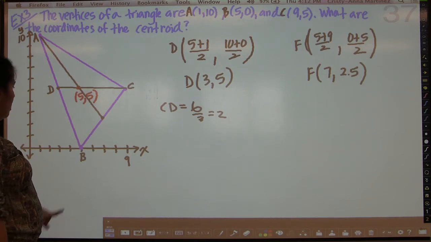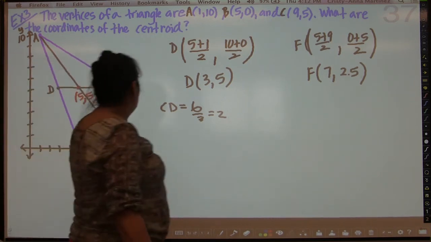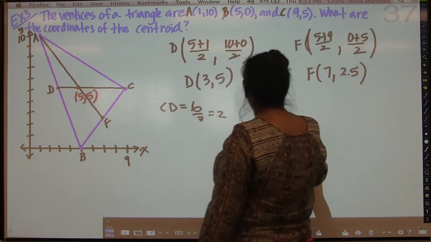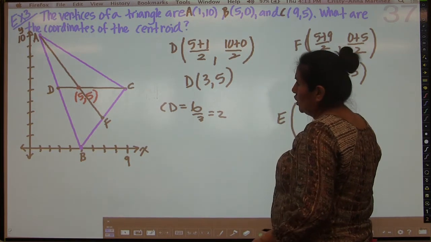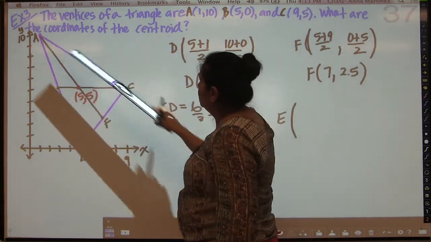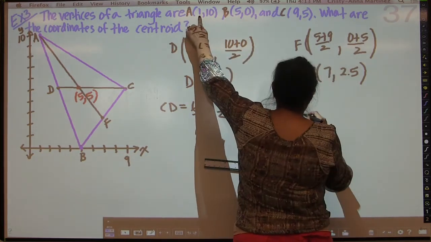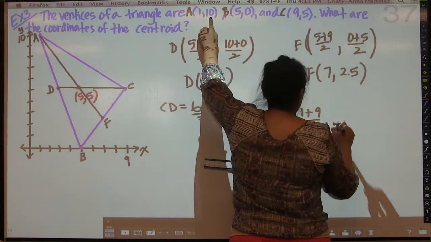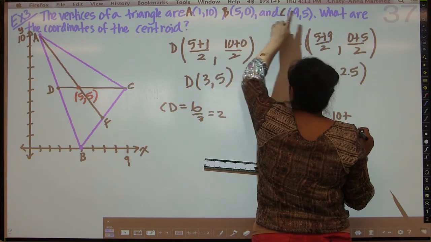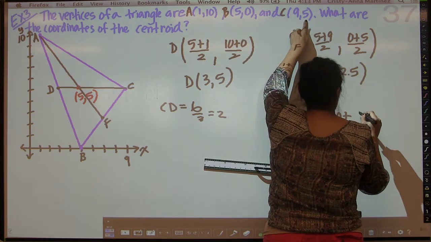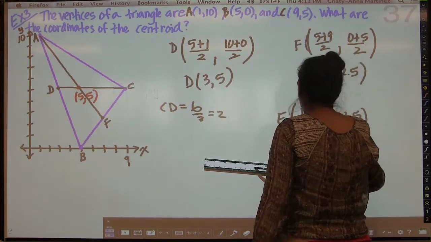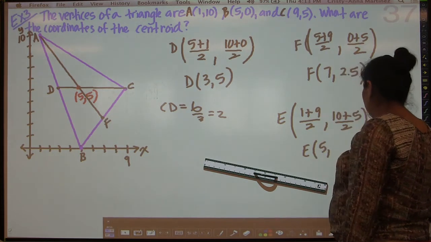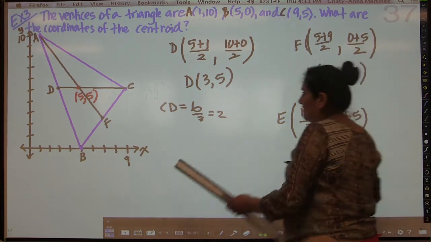Another thing you can check is to do B to AC. We've got D, we called this F, so let's call the last one E. For E, we're going to find the midpoint of AC. The x-coordinate of A is 1 and the y-coordinate is 10, and for C the x-coordinate is 9 and the y-coordinate is 5. Adding the x-coordinates and dividing by 2 gives 5, and 15 divided by 2 is 7.5. So E is (5, 7.5).